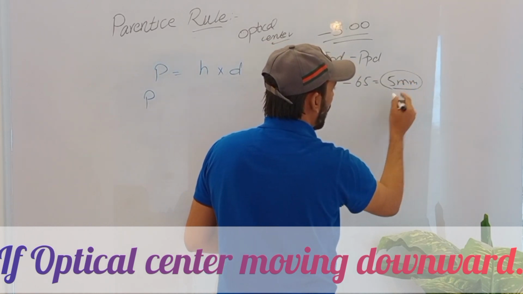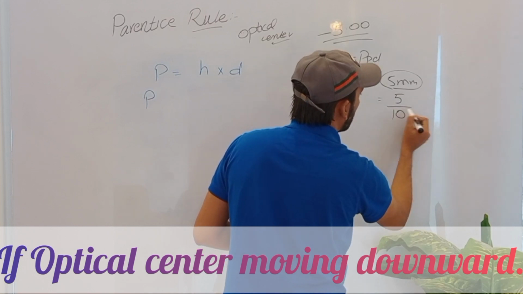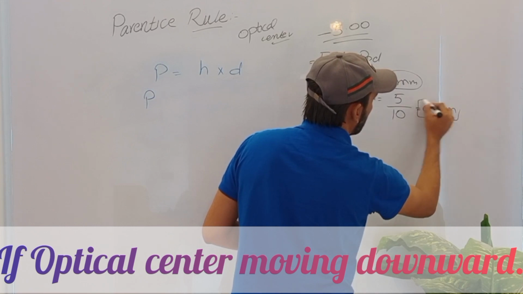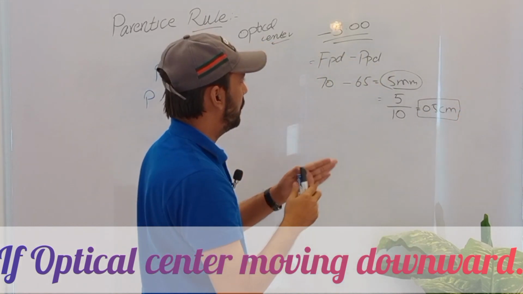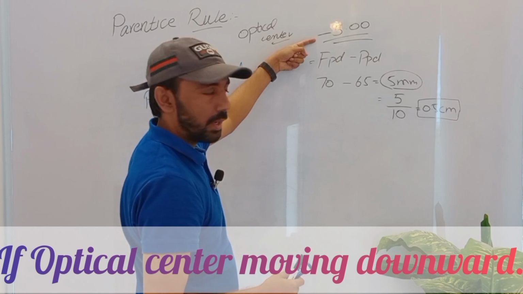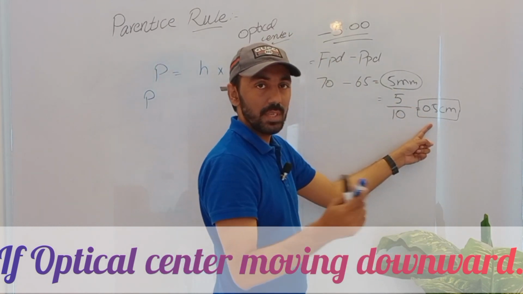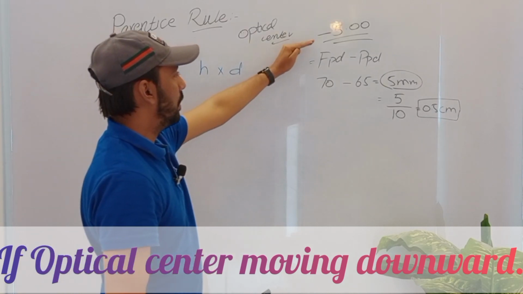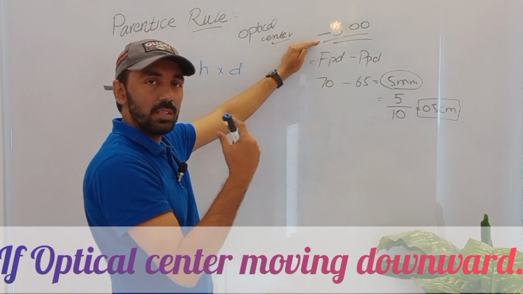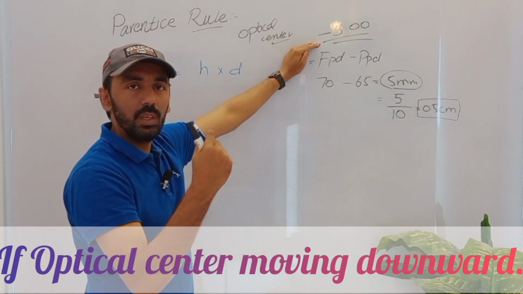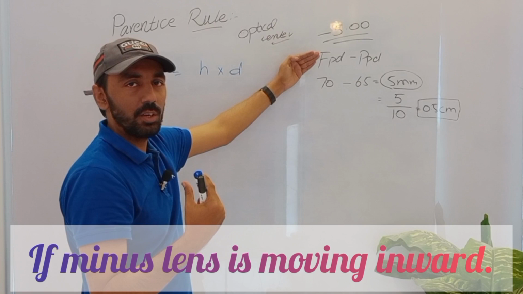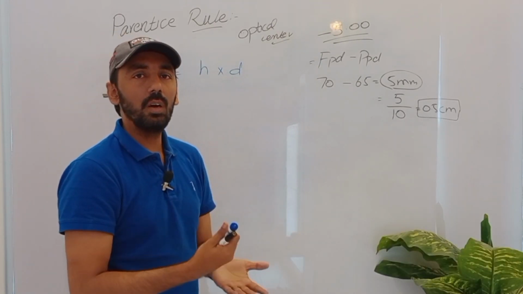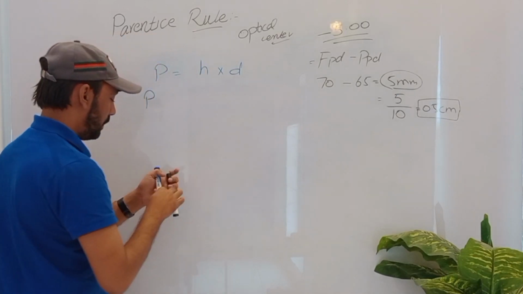We will convert that 5 millimeter into centimeter. We will divide it by 10, and the answer would be 0.5 centimeter. So in every case, our power of the lens is minus 5, for example, and the decentration will be 0.5 centimeter, right? So now we will put the examples. Now suppose we have a minus 5 spherical lens, and the optical center of the lens is moving inward from the pupil. So what will be the prismatic effect and what will be the orientation of the prism? So let's resolve this problem.